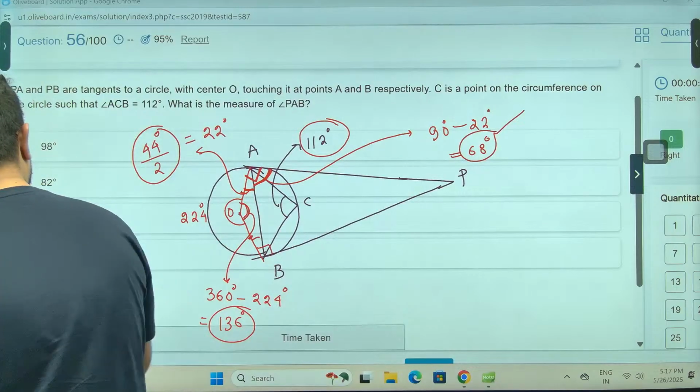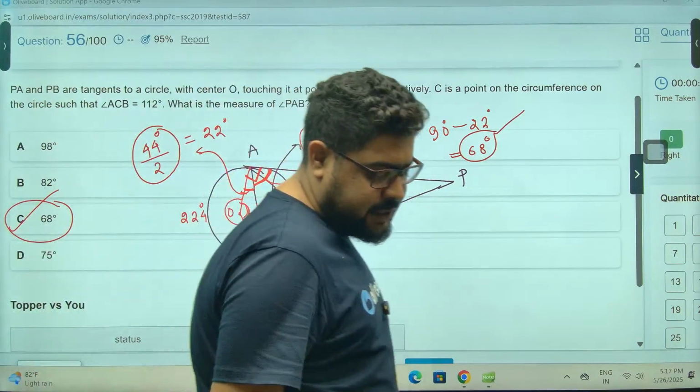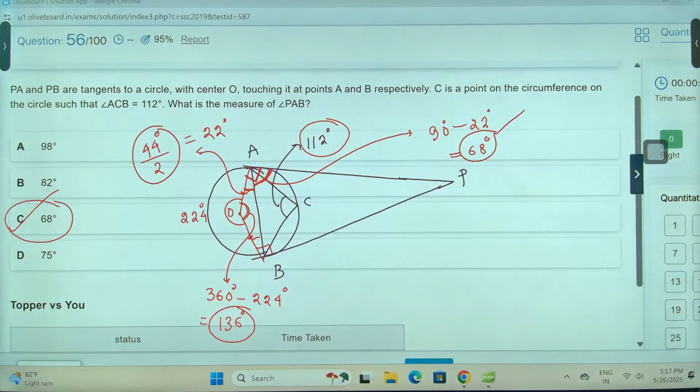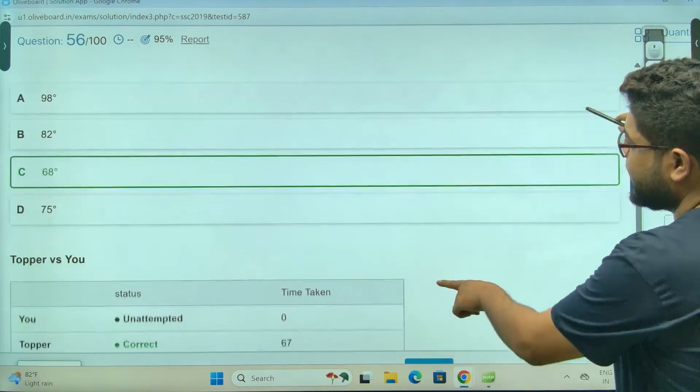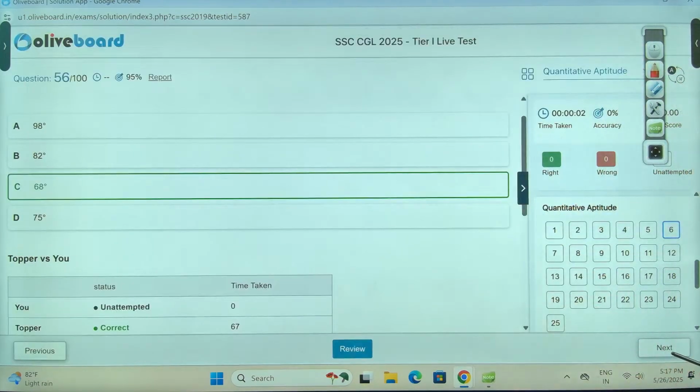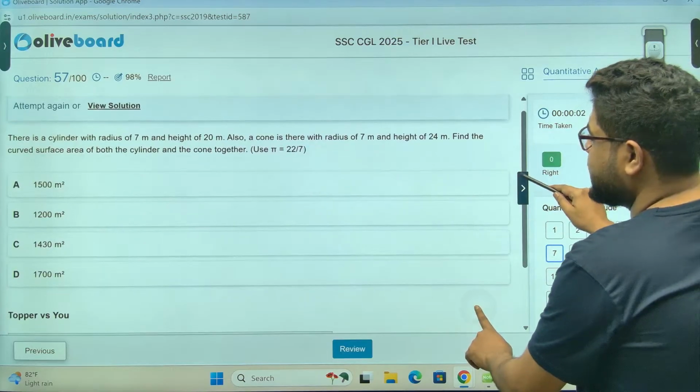Answer option C. Every option is option C. We are getting so many option C's. Clear, sir? Clear everyone? Moving on then.